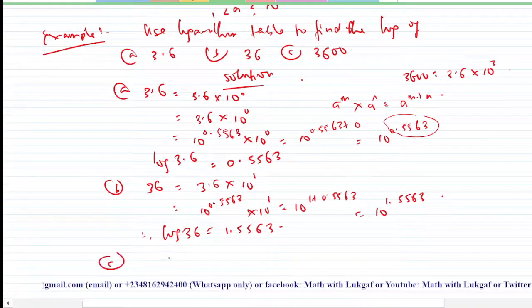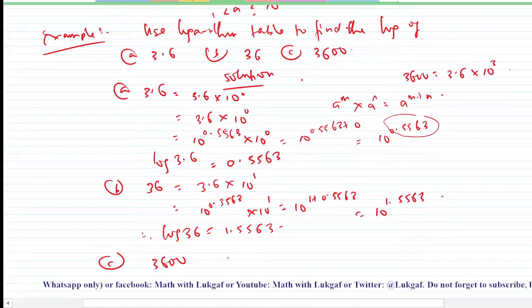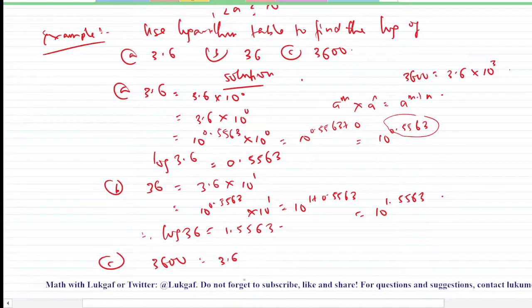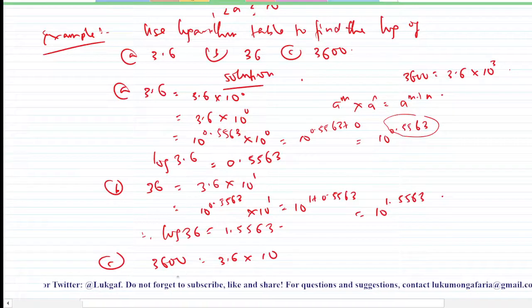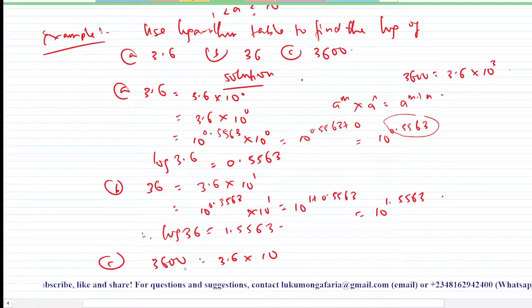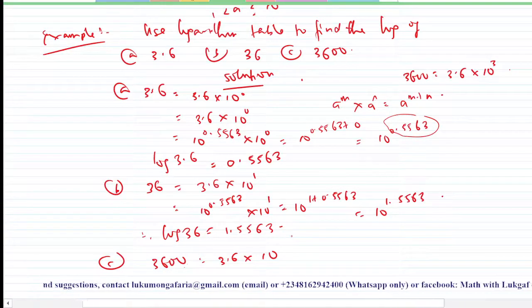So lastly, you have your 3600. It's not difficult to do. Convert it to standard form. Remember, this is going to give me 3.6 multiplied by 10 raised to power what? How do you find the index? You count the number of digits. We have 4 digits. Then you subtract 1 from it. That will give me 3.